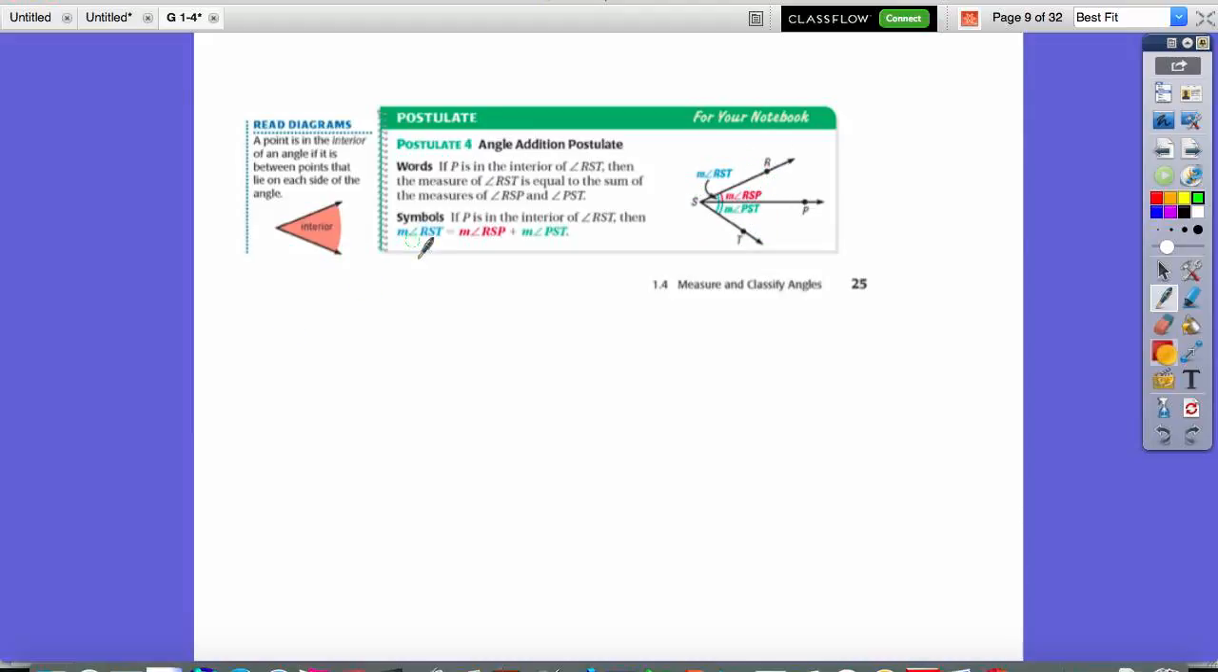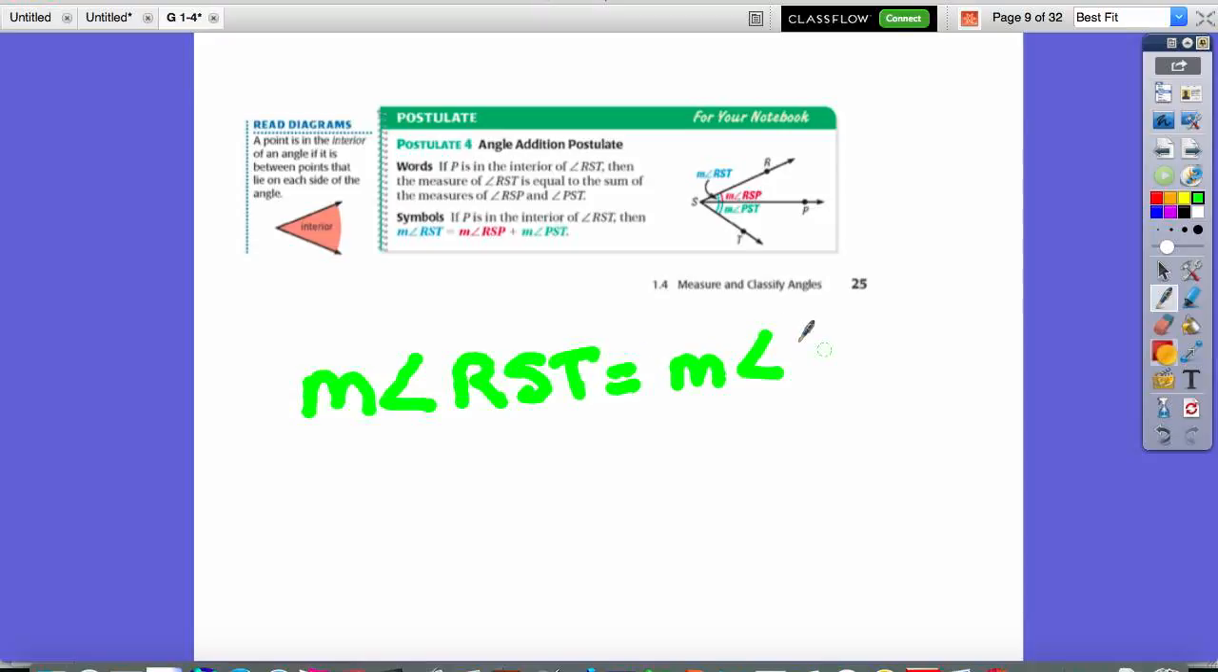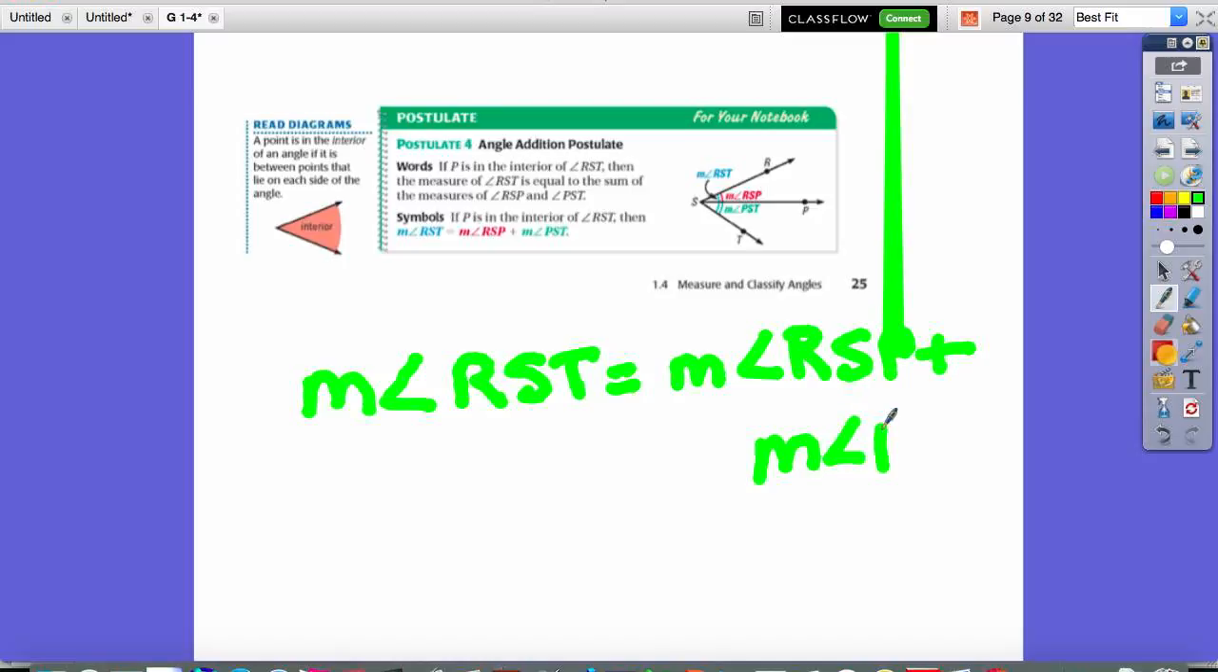So the way we write this is written here, but they said that the measure of the larger angle, RST, is equal to the measure of angle RSP, plus the measure of angle PST. I've just rewritten what they had over here. And anything inside the angle here, they show the picture there, makes up the interior or the inside of the angle.